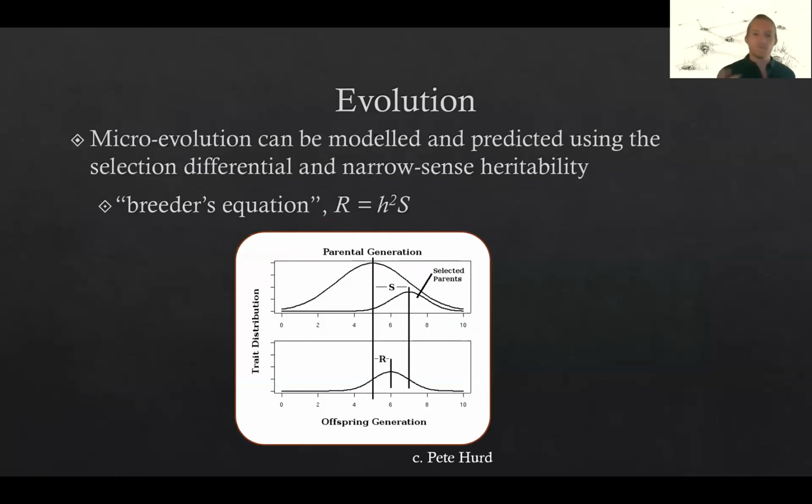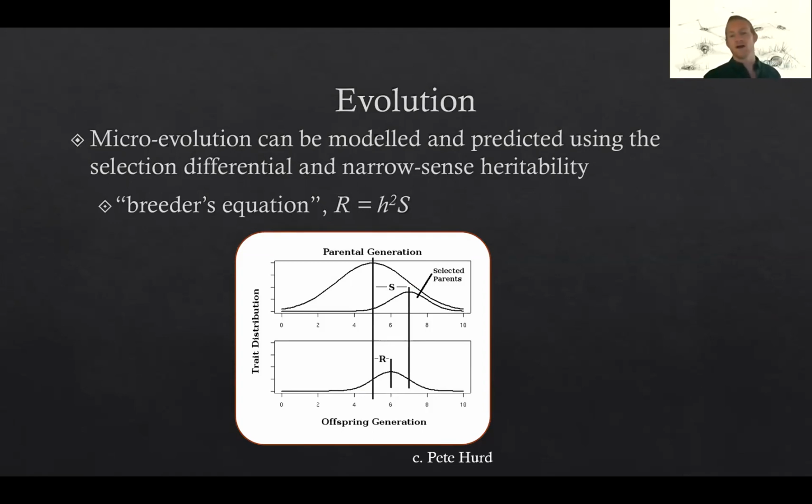So we can try and model and then predict microevolutionary change from one generation to the next using the breeder's equation. This lays down that the phenotypic response to selection, so the change in the mean phenotype from one generation to the next, is a product of the selection differential S and the narrow sense heritability h squared. And you can see from this diagram at the bottom, the selection differential S is the difference in mean between the entire population and the selected parents, so the individuals you choose to breed from.